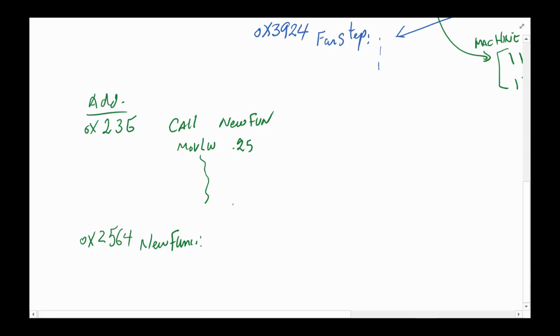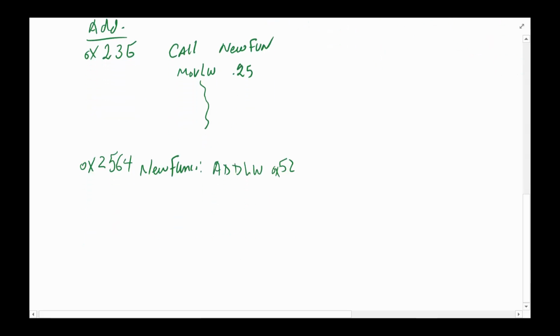And then here we'll do some stuff. Let's say there's an add LW52, this time we'll do a hex, and then a bunch of other things. And at some point you can say return, and that's the big difference between call and go to.